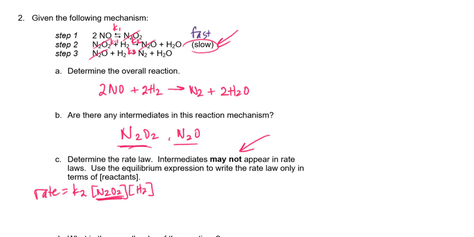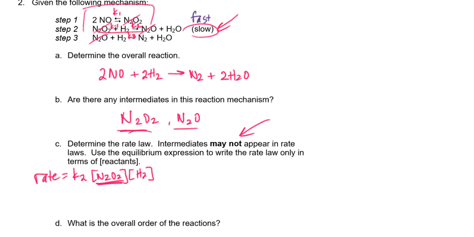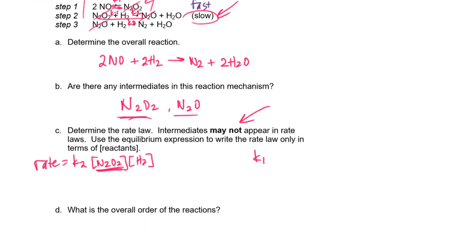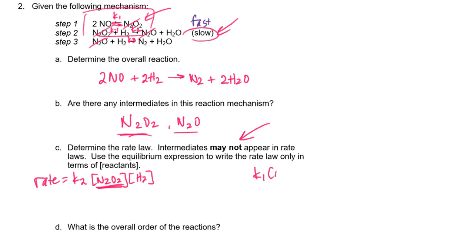And so the key to doing that is actually this step that begins the reaction mechanism, which is in equilibrium. Do you see how the reaction proceeds forward and backward? So what I can do is, if this first step is in a rapid equilibrium, that means the rate of forward reaction, which would be k1 times NO squared, must be equal to k minus 1 times the concentration of N2O2.